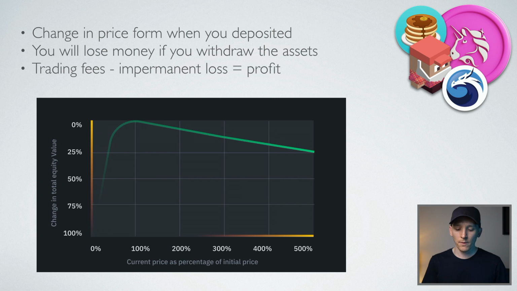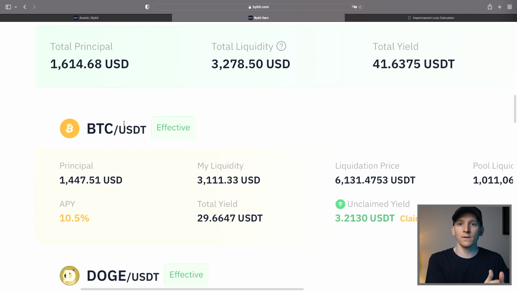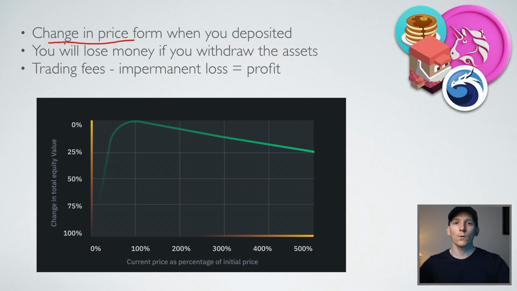But essentially, impermanent loss is something that happens with AMMs when the price changes between the pair. So if I've added Bitcoin and US dollar tether into a liquidity pair, the ratio between them when I add them is a certain ratio. And if the price changes, then the ratio between those two coins changes. Now that's not inherently a bad thing, but with an AMM, what this means is that if the price changes a lot, you're going to suffer something called impermanent loss.